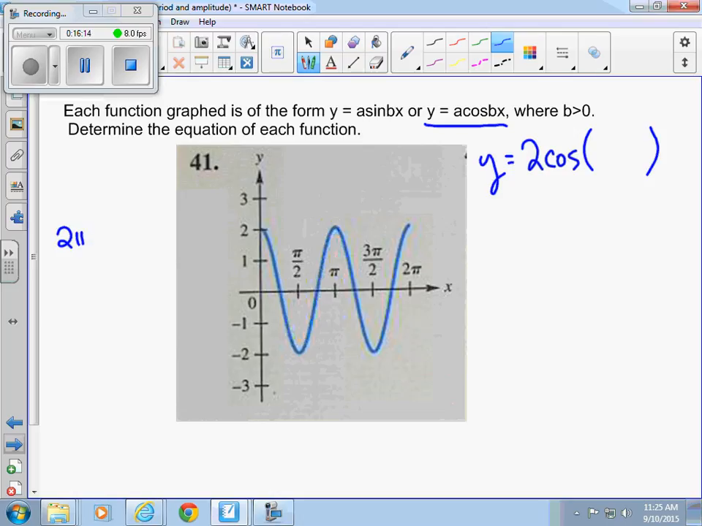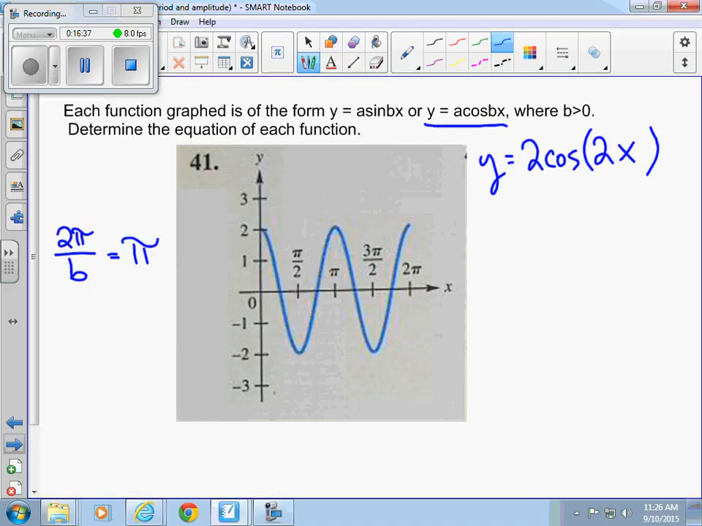I know that 2 pi over b is the period. So 2 pi over b equals pi. And then I would solve that equation for b. Again, this one you can do in your head, but if you couldn't, you would cross multiply and solve for that b. So what do we get for b? 2.